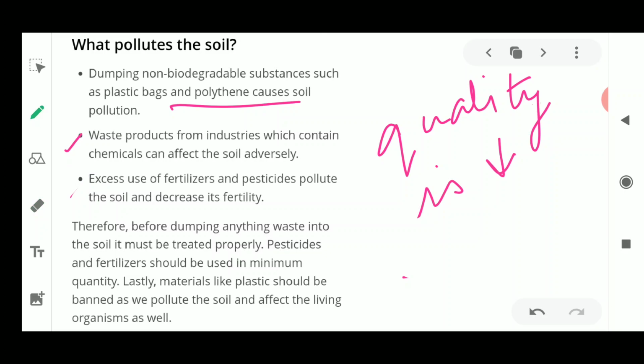Now fertilizers, again, are for a good purpose, whereas pesticides are used for killing pests, meaning small insects which you could see growing on the plant.